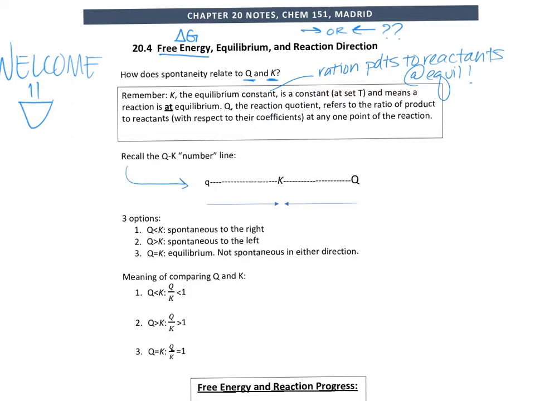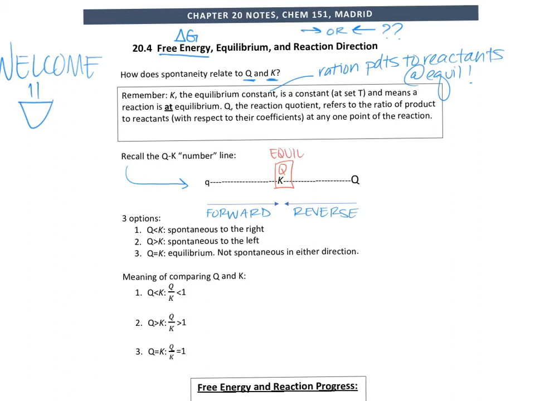On the left-hand side, we see a little q, and when our Q, or when the ratio of products to reactants is smaller than the given equilibrium constant, that means the reaction is spontaneous in the forward or in the right direction, going to the right. If Q is larger than K, that means the reaction is spontaneous to the left. Now there's a third option where you can see the 3 outlined options. The third one is if Q is equal to K, and we know that means the reaction is at equilibrium, and we know from the previous section that that means that the reaction is not spontaneous in either direction.